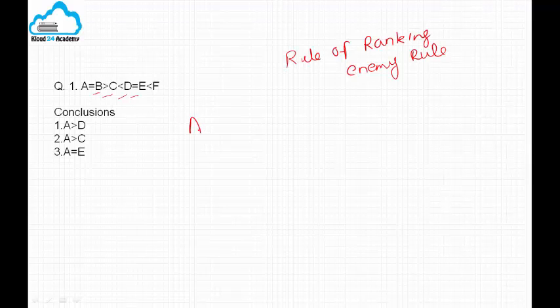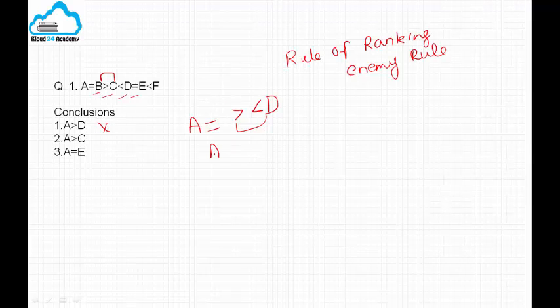So between A and D, what do we see? Equal to, greater than, and less than. We're going to ignore B and C here. They have asked the conclusion between A and D, so we'll check which inequality symbols are there. First one is equal to, then greater than, then less than. So this is enemy, no conclusion.